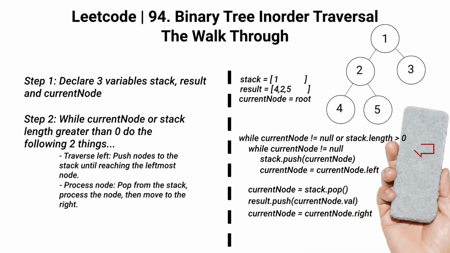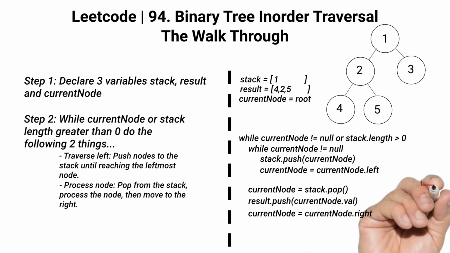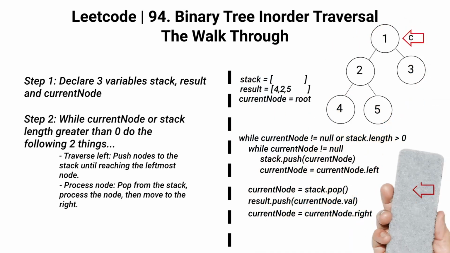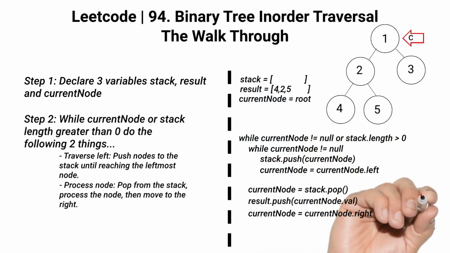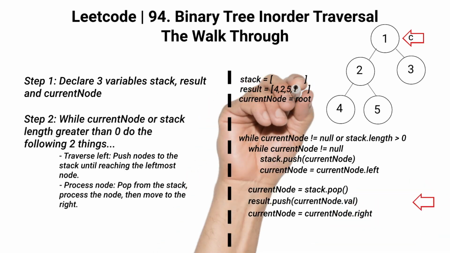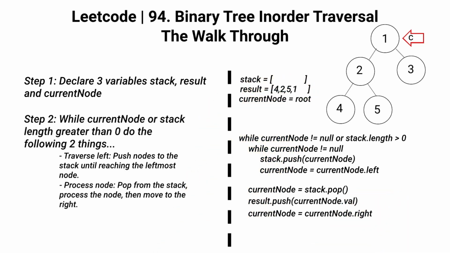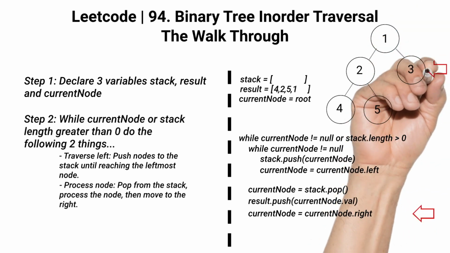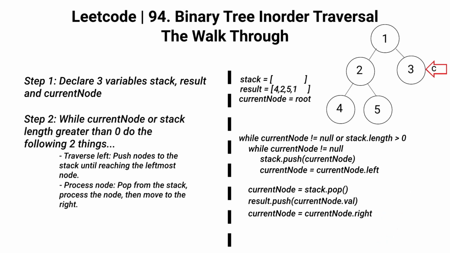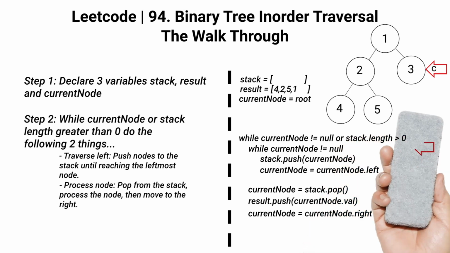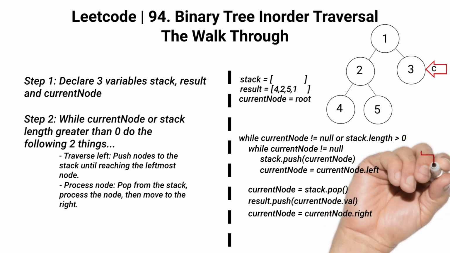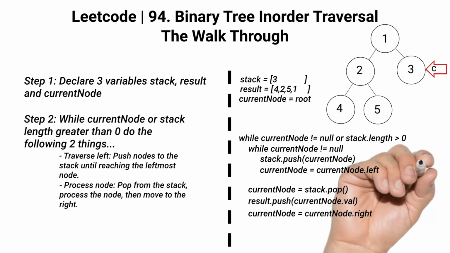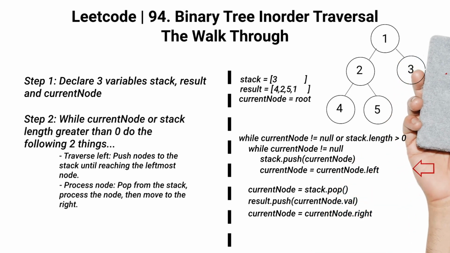So we skip the code in the while loop, and we set current node equal to the 1 that we've just popped off the stack. We then push the value 1 into the result, set the current node equal to the right node on the 1, which is the 3. And then we know the current node is not equal to null, so we push the 3 node onto the stack. We update the current node to equal the left node of the 3, which is null.